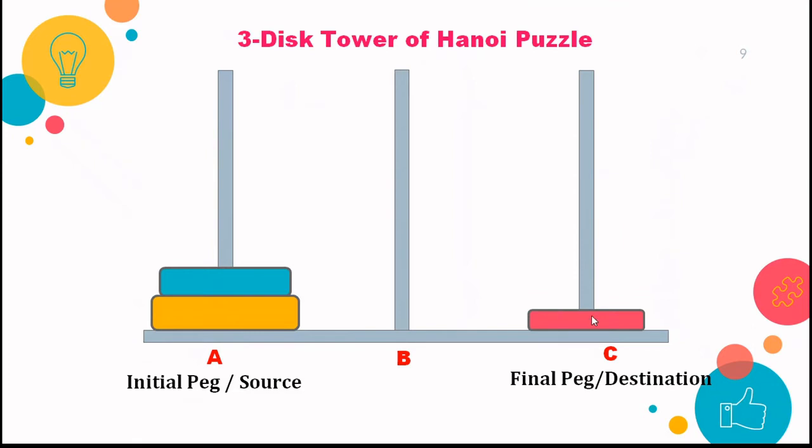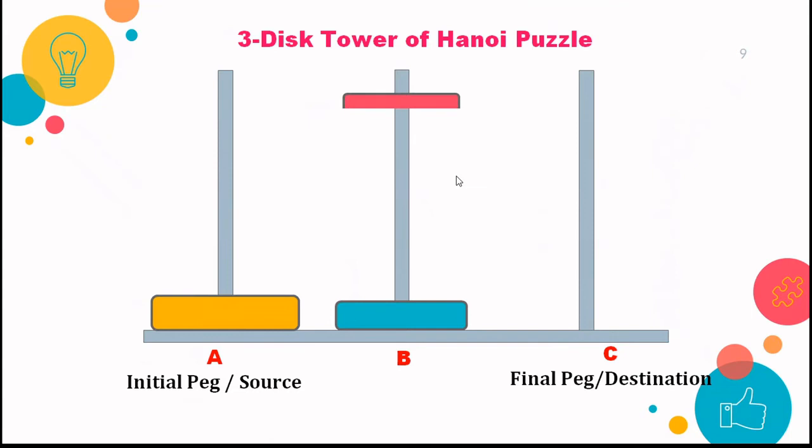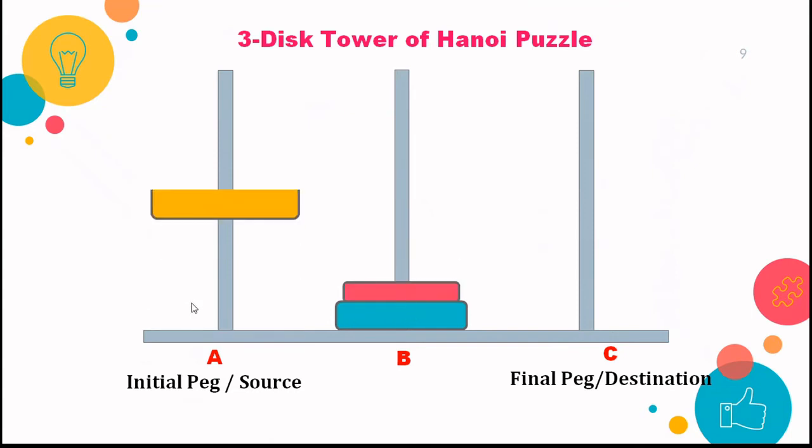So first we will put this pink peg, which is the smallest, on the top of the C peg. Then this blue one will be placed on B. Again this C will be placed on B, and then this A will be placed on C.